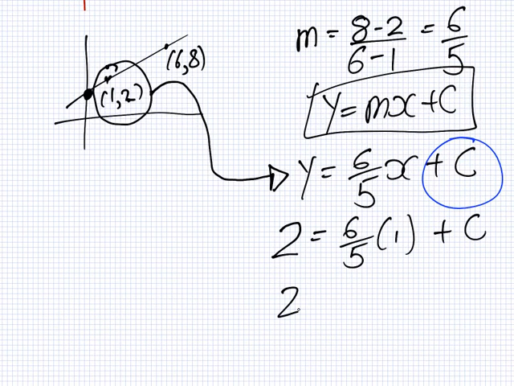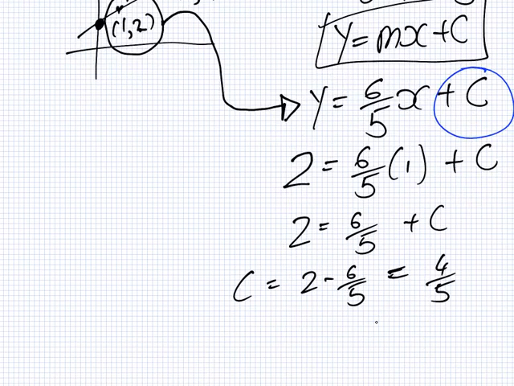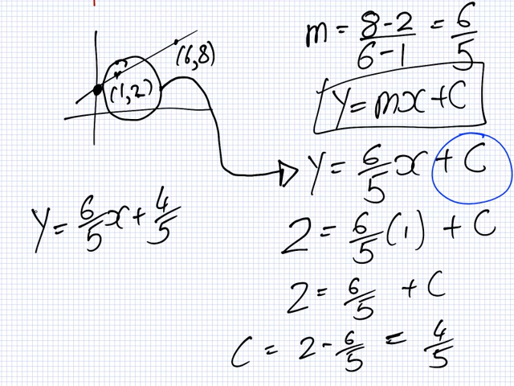So, what have we got? 2 equals 6 over 5 plus c. So c equals 2 minus 6 over 5, which is 4 over 5. So now I have the c, and now I'm finished. You have to rewrite it with this. Just clean it up: 6 over 5x plus 4 over 5.